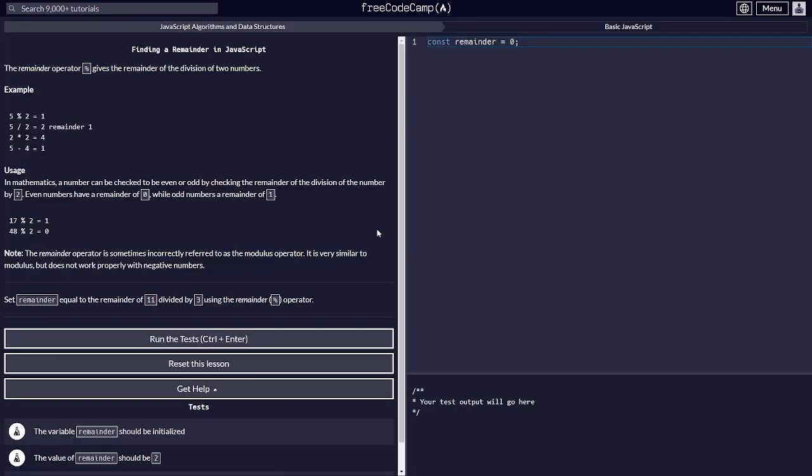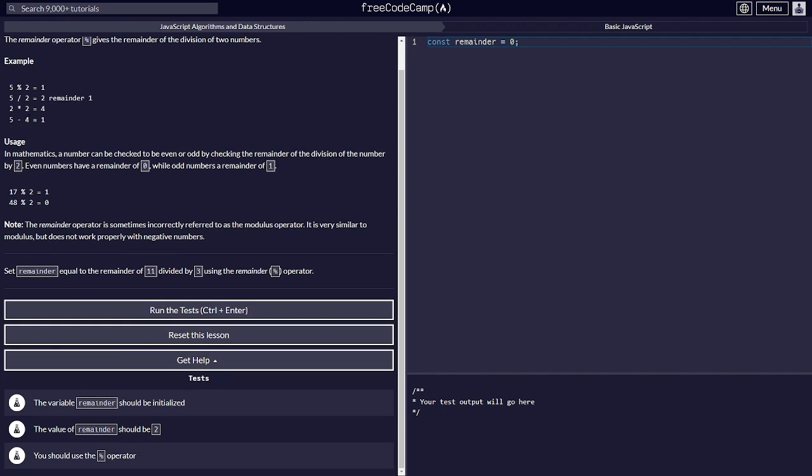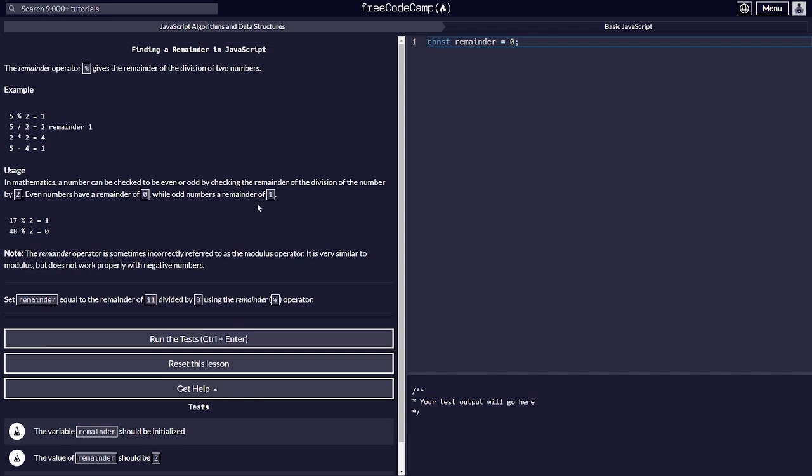Okay. Finding a remainder in JavaScript. Example. The remainder operator, percent, gives the remainder of the division of two numbers. So 5 % 2 is 1. So 5 divided by 2 is 4 minus 1. 5 divided by 2 equals 2, remainder 1. 2 times 2 equals 4. 5 minus 4 equals 1. I don't really understand that, but okay.